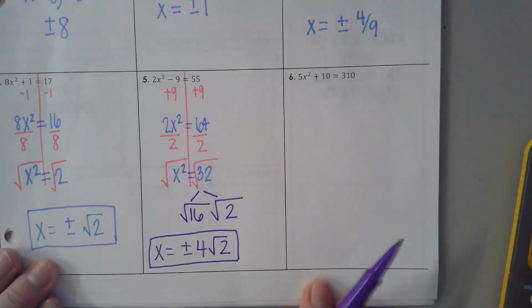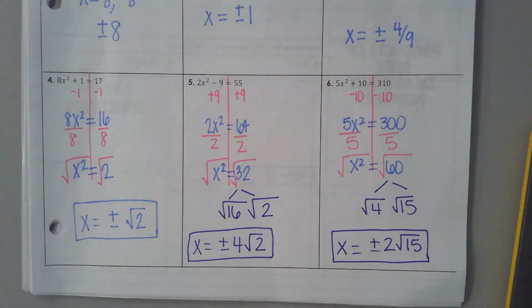Try number 6 on your own. Here's the answer for number 6. Plus or minus 2 radical 15. Are there any questions?